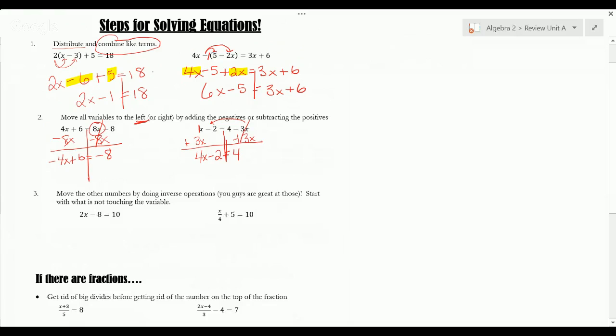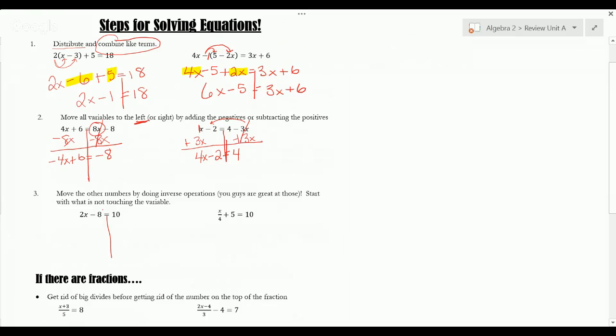So the first step you always do is you're going to distribute and combine. Then you're going to move terms to the left. Last thing is we're going to do the inverse operation, which is just getting rid of things, not multiplying first. So right here, I have to get rid of the 2 and I have to get rid of the 8.